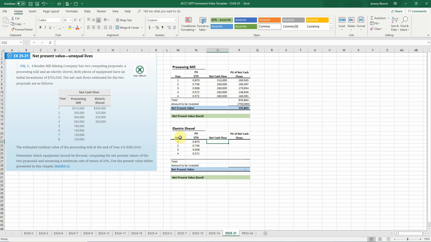Now we enter in the cash flows for the electric shovel. So we have 330,000, 325,000, 325,000 again, and then 320,000. Multiply our factor times our cash flow.